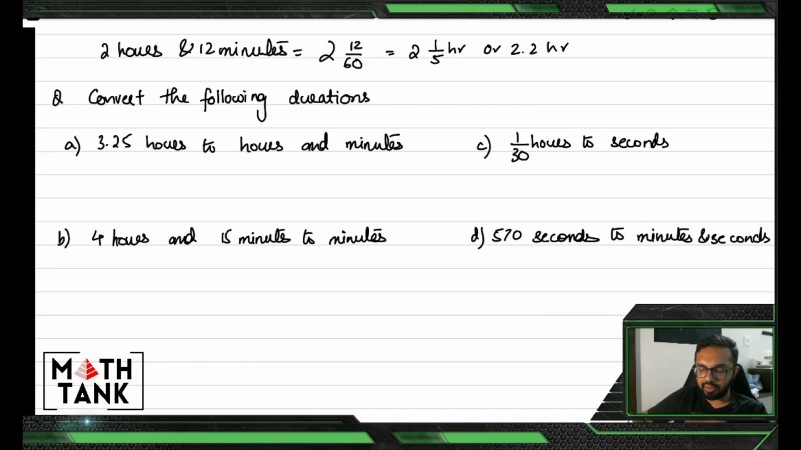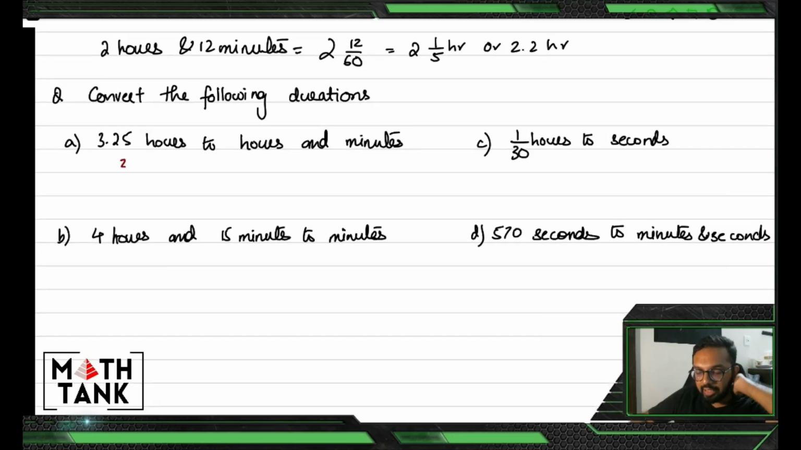It says convert the following durations: 3.25 hours to hours and minutes. So I'm going to let 3 hours remain and say that 0.25 multiplied by 60 gives me 3 hours and 15 minutes. Okay, 0.25 multiplied by 60 is just a quarter of 60, which is 15 minutes.